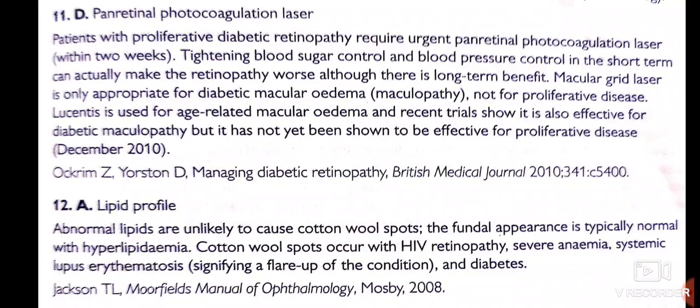Now, lipid profile. Abnormal lipids are unlikely to cause cotton wool spots. The fundal appearance is typically normal with hyperlipidemia. Cotton wool spots occur with HIV retinopathy, severe anemia, systemic lupus erythematosus, signifying a flare-up of the condition, and diabetes.